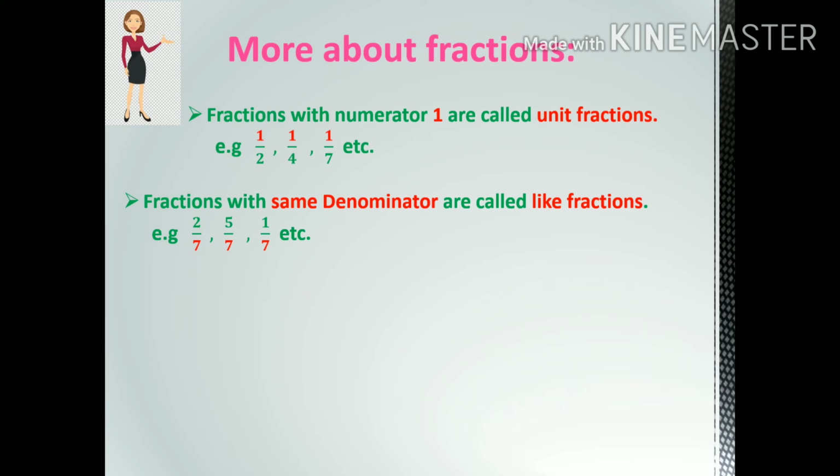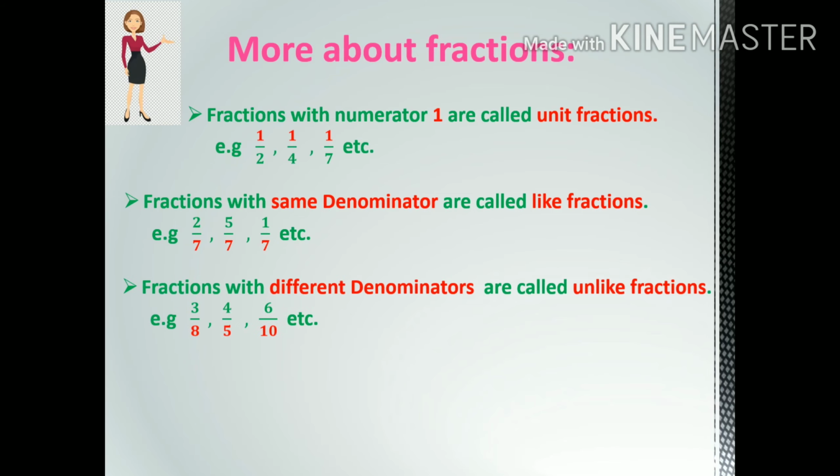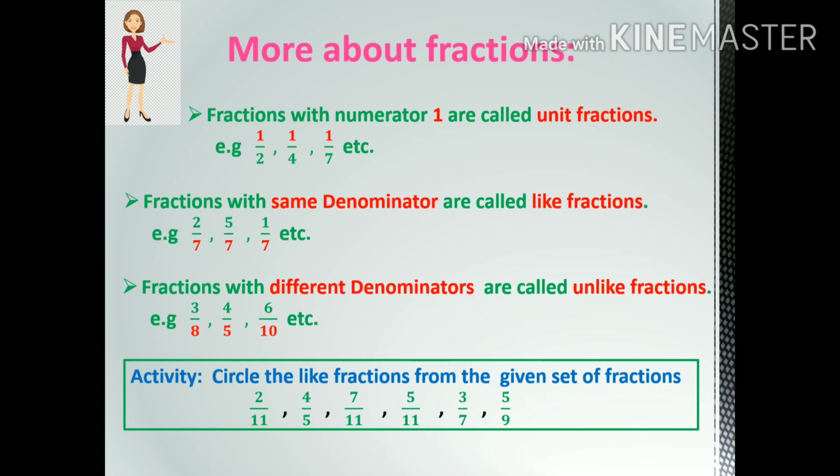Fractions with the same denominator are called like fractions, such as 2 upon 7, 5 upon 7, 1 upon 7, etc. Fractions with different denominators are called unlike fractions. As we can see, 3 upon 8, 4 upon 5, 6 upon 10, all of these fractions have different denominators, so we call them unlike fractions.